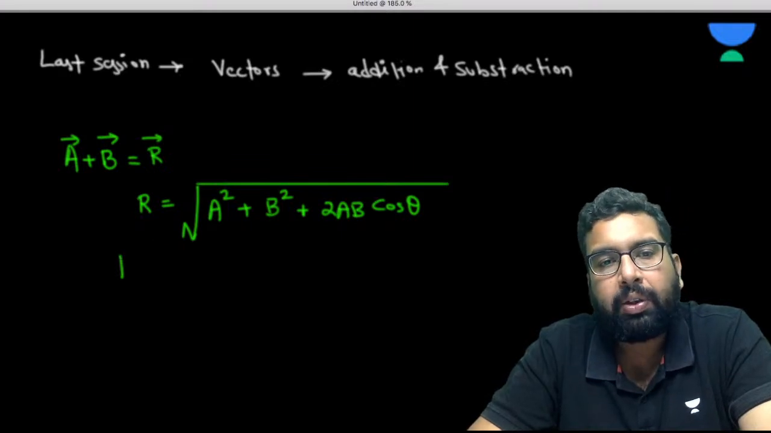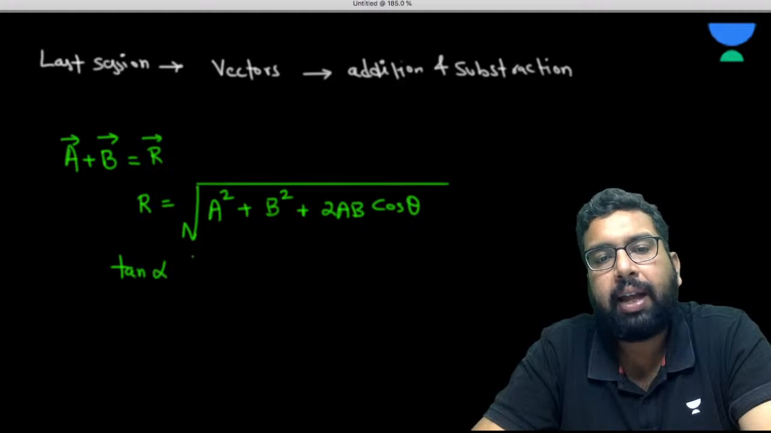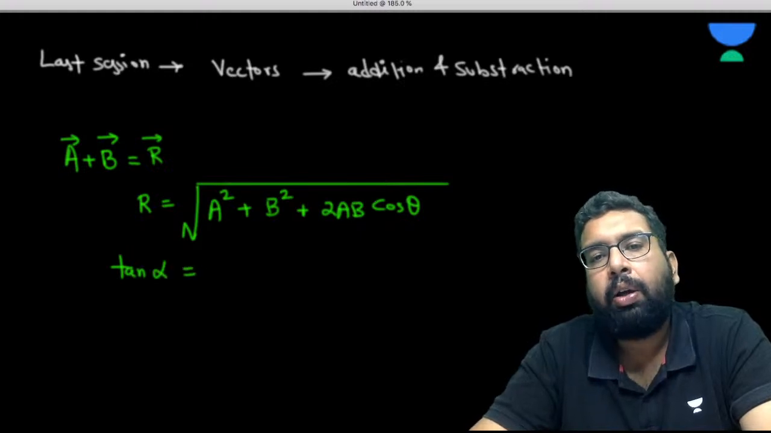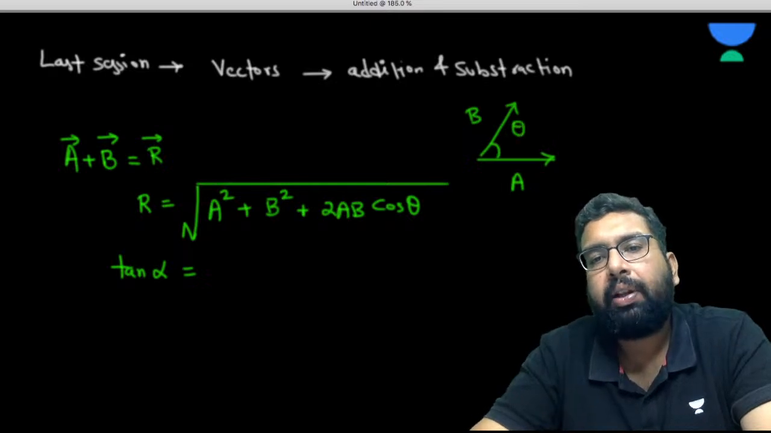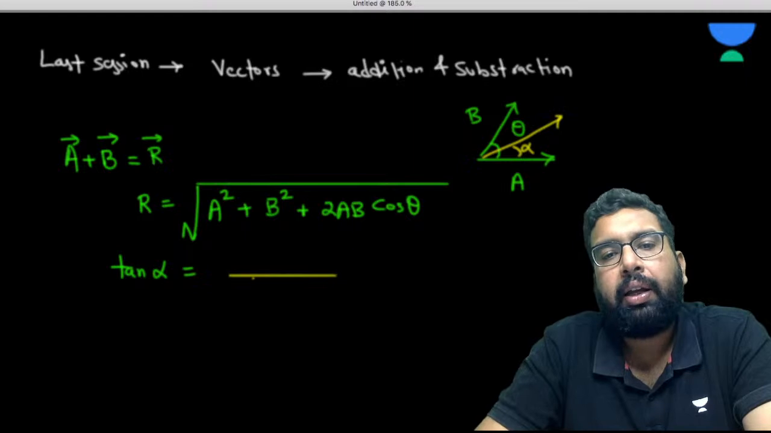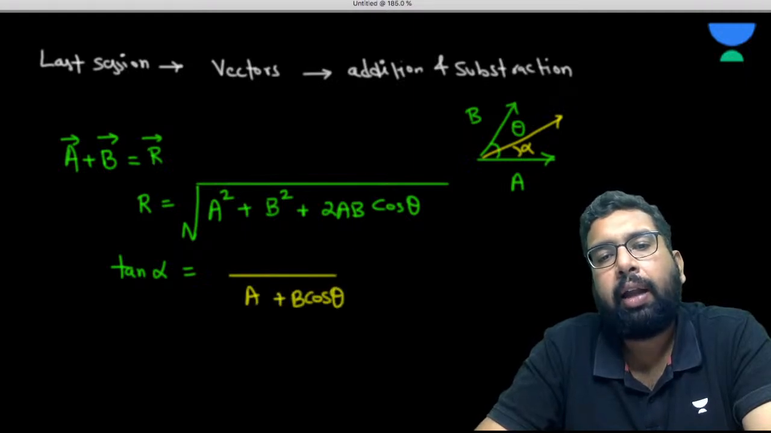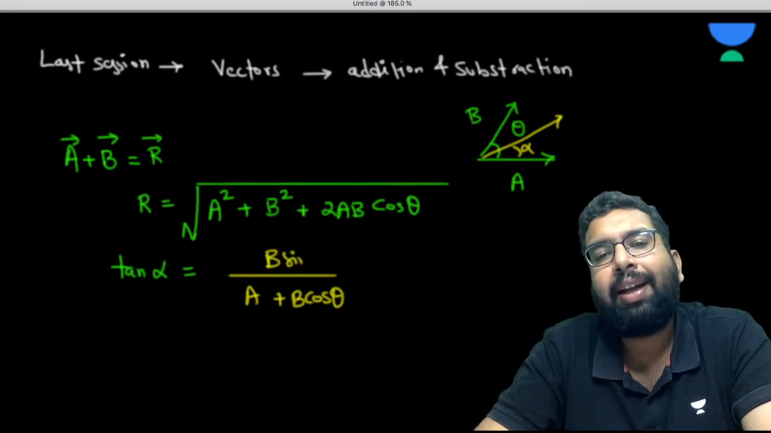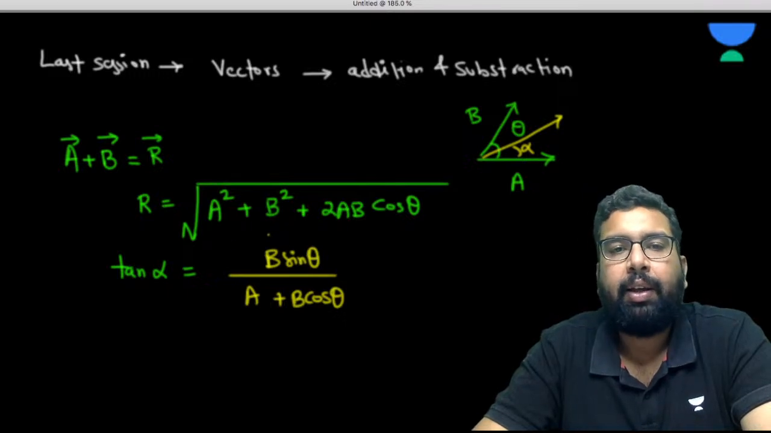And what was tan alpha? Alpha is the angle that the resultant makes from A. So A is a vector, B is a vector, the angle between them is theta, and the resultant is R, going from A. This is your alpha. We remember tan alpha is B sin theta in the numerator, over A plus B cos theta. These formulas we derived in the last session for addition.